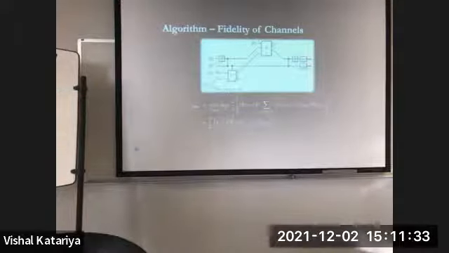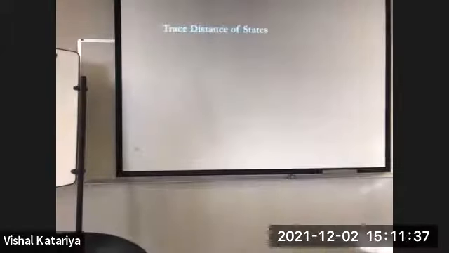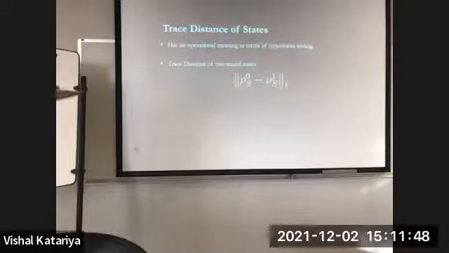So that was fidelity, let's talk about trace distance. Again, it has an operational meaning in terms of hypothesis testing as a bias away from random guessing for two states. So this is just the one norm of the difference of the two density matrices.